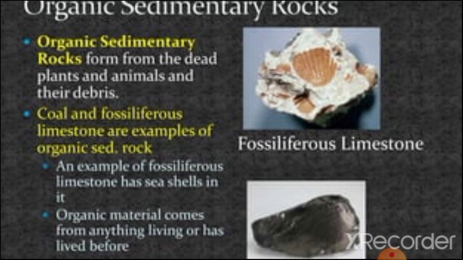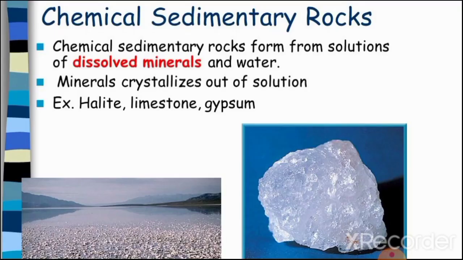The third group of sedimentary rock is the chemical sedimentary rock. They are gotten from dissolved minerals. Examples are also limestone and gypsum.